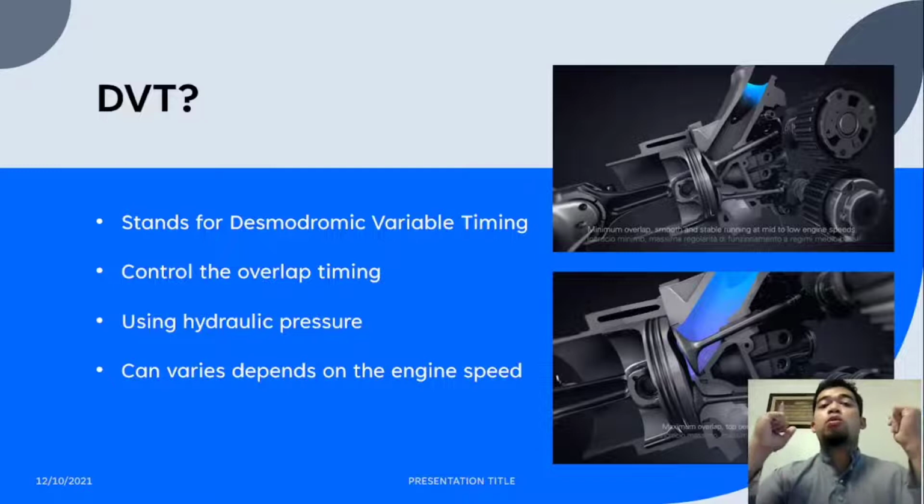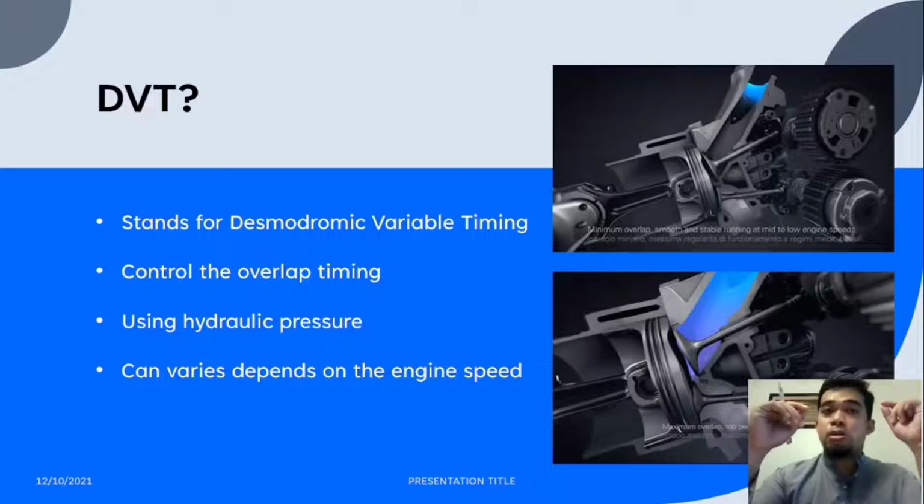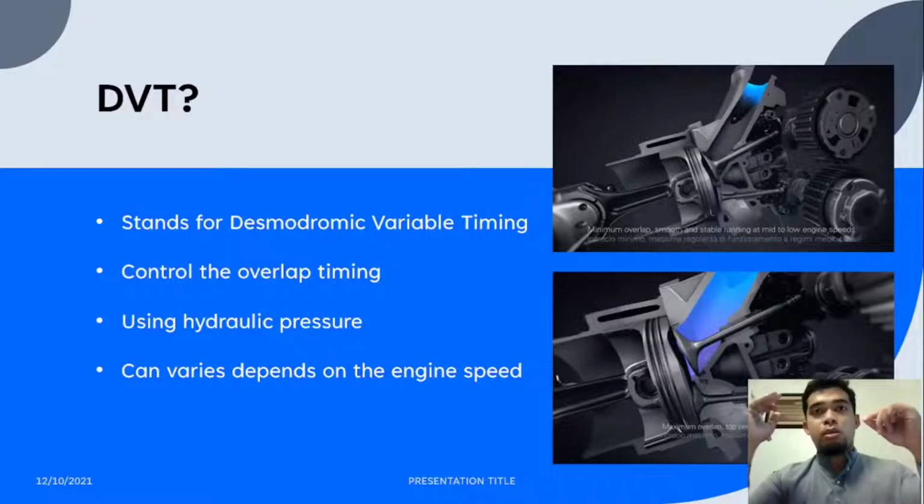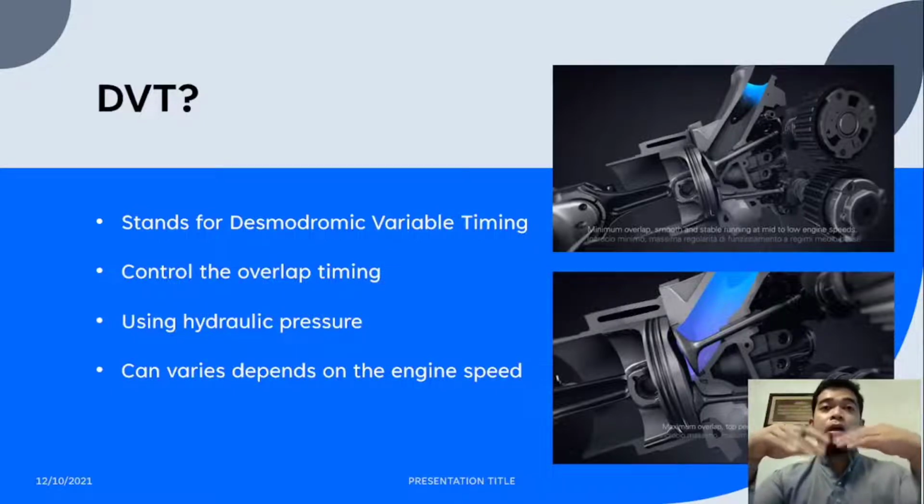But DVT controls the valve overlap timing. So let me tell you about valve overlap. Valve overlap on DVT will vary depending on the engine rotation, engine speed. When the engine speed is at low RPM, the valve overlap will be at the minimum. At high speed, the valve overlap will be maximum. And at medium, the valve overlap will be at the medium stage.